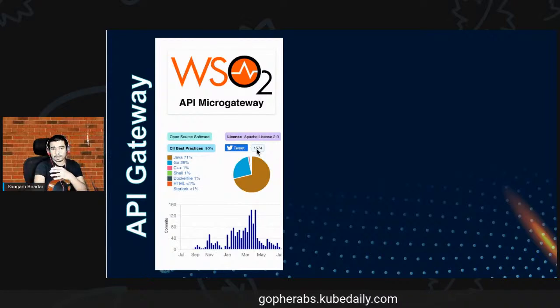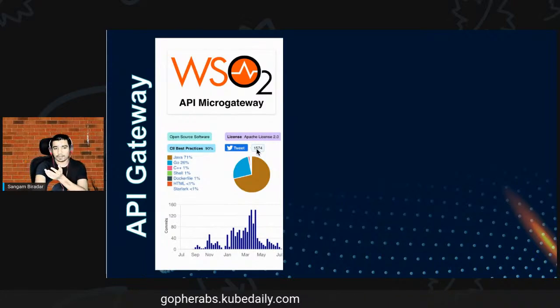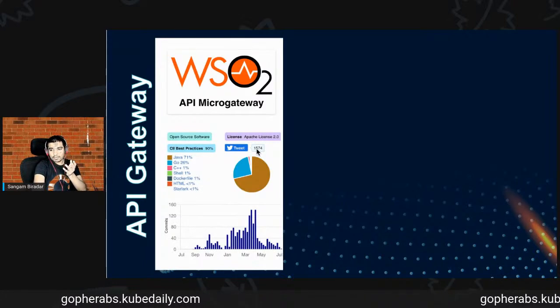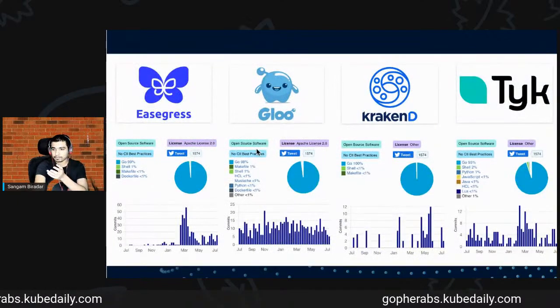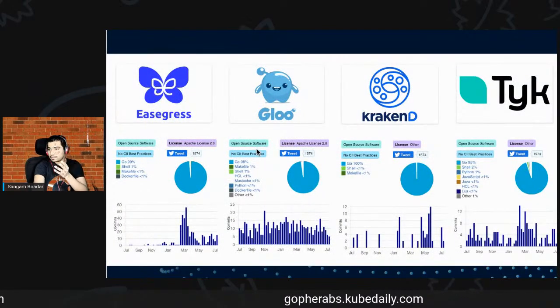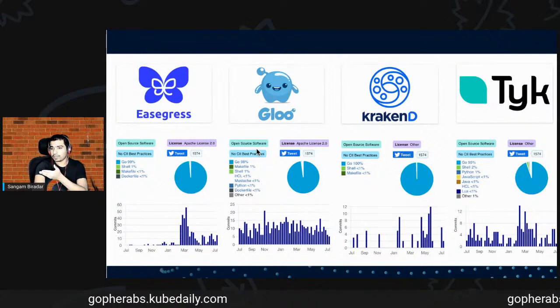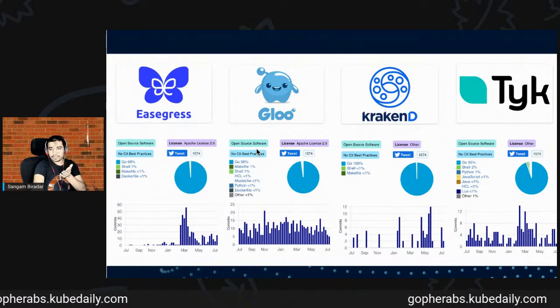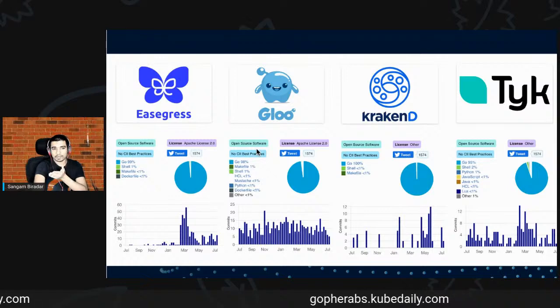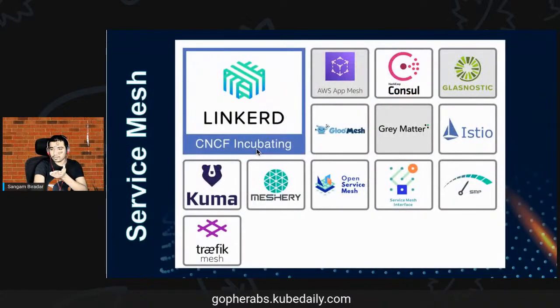And there is API gateway. There is only one project, I think, in API gateway written in Go, at only 26%. And there are a bunch of other projects you can see. I have not used this project, but you can see the code. 99% of the code is written in Go.